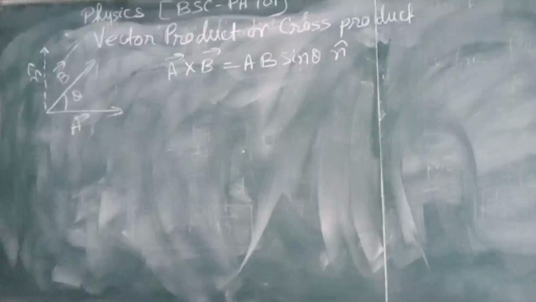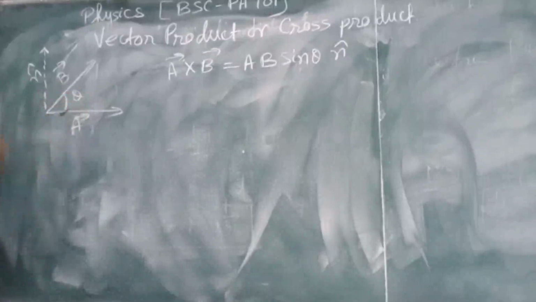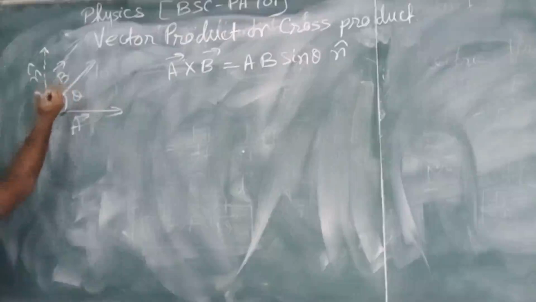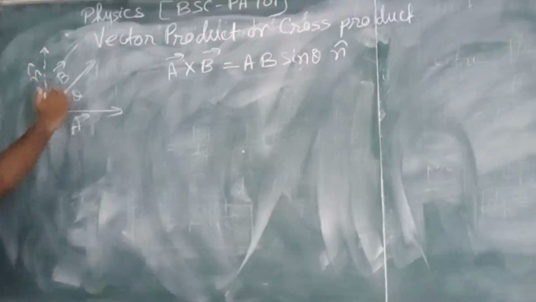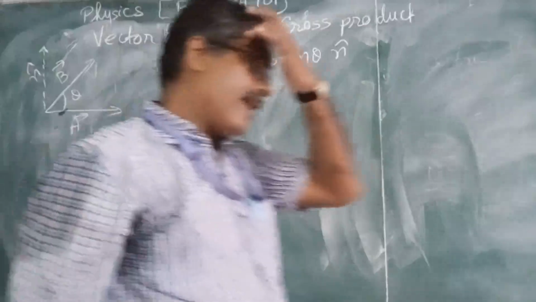So what is the right hand thumb rule? For A cross B, if we put all the fingers from A to B, then the thumb denotes the direction of the resultant. But if we take B cross A, then it goes in the downward direction, because now the fingers go from B to A. So that is known as the right hand thumb rule. So this is A cross B.